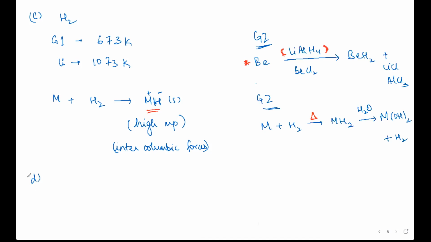Next comes reaction with halogens. So reaction with halogens when it comes to group 1 and group 2 elements, excluding beryllium. They undergo a similar set of reactions.